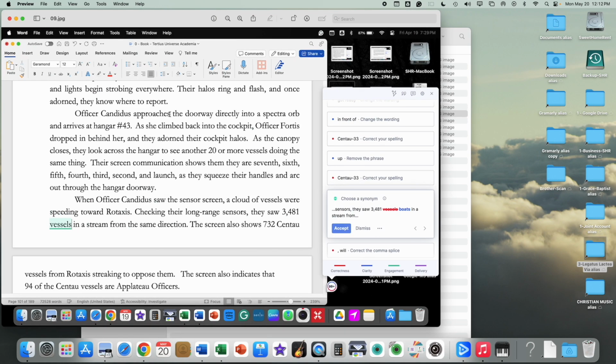Here's another one, but this is an engagement, so it's not really as much of an error as most. When Candidus saw the sensor screen, a cloud of vessels were speeding toward Rotaxis. Checking their long-range sensors, they saw 3,481 vessels in a stream from the same direction. And here they're in outer space. It's a space station, and here Grammarly wants to change it to 3,481 boats in a stream from that direction. So I guess boats and stream, that's what they're getting there, and Grammarly didn't quite understand that.